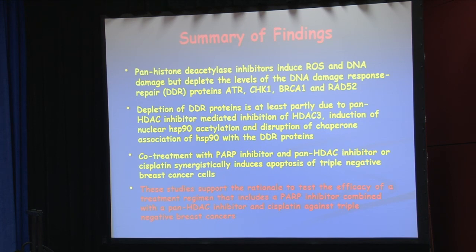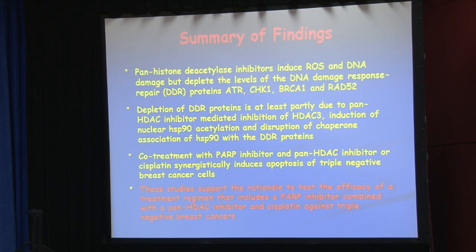So a summary of our findings is listed here. HDAC inhibitors induce ROS and DNA damage, but deplete the levels of DNA damage response proteins ATR, CHEK1, BRCA1, and RAD52. And depletion of DDR proteins is at least partly due to pan-HDAC inhibitor-mediated inhibition of HDAC3, induction of nuclear HSP90 acetylation, and disruption of chaperone association of HSP90 with DDR proteins.